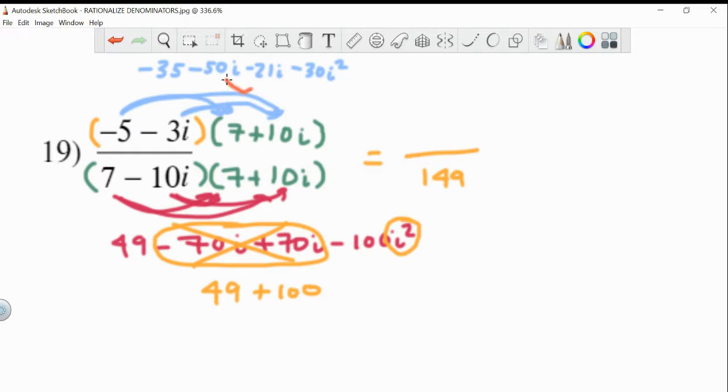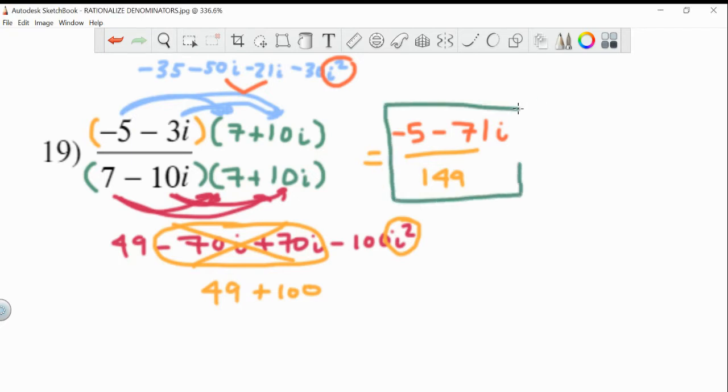Same kind of thing. These two will combine. This one will disappear. And so this is going to be negative 35. This is going to be positive 30. So that's going to be negative 5. This one's going to be negative 50. This one's going to be negative 21. So that's going to be negative 71. Whew. An excellent question. Great pick. That's as good as it gets, I promise you. 149 is a prime number.